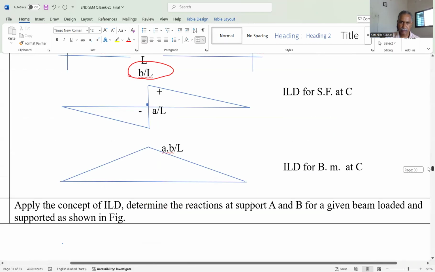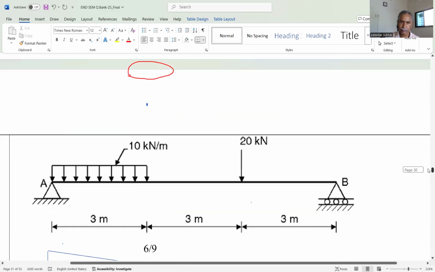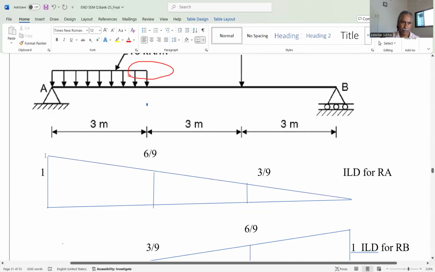See, these are the two parallel sides of the trapezium. So half, 1 plus 6 by 9, multiplied by the distance between the two parallel sides, that is 3 meter. So we get this load multiplied by this area, and this load multiplied by this height.